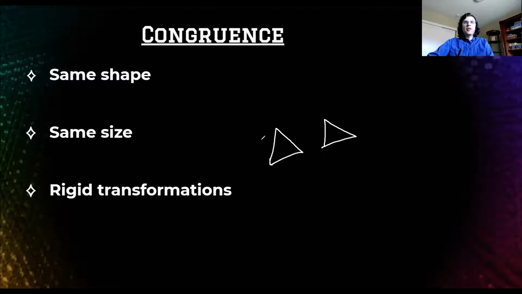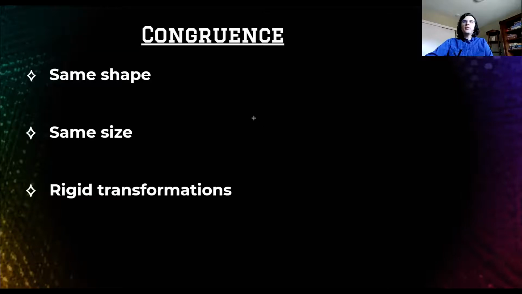So for example, their side lengths can be equal, and their angle measures can be equal. But the actual objects are not equal. The objects are congruent. Same shape, same size. So when we talk about same shape, what do we mean by shape?